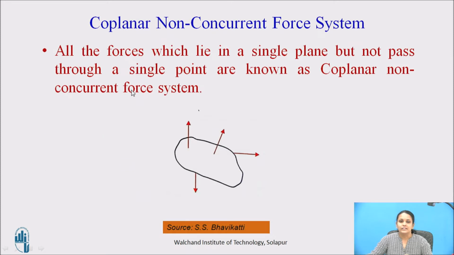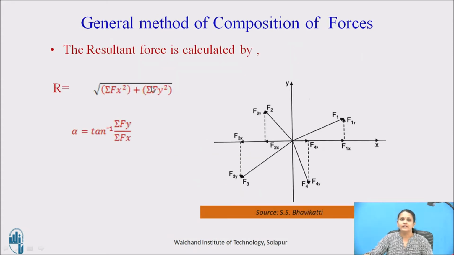So as I told, in this lecture we will study how to find the resultant force of a non-concurrent force system. So here it is coplanar non-concurrent force system. All the forces which lie in a single plane but do not pass through a single point are known as coplanar non-concurrent force system. Here is the general method to find out the resultant of the given force system.